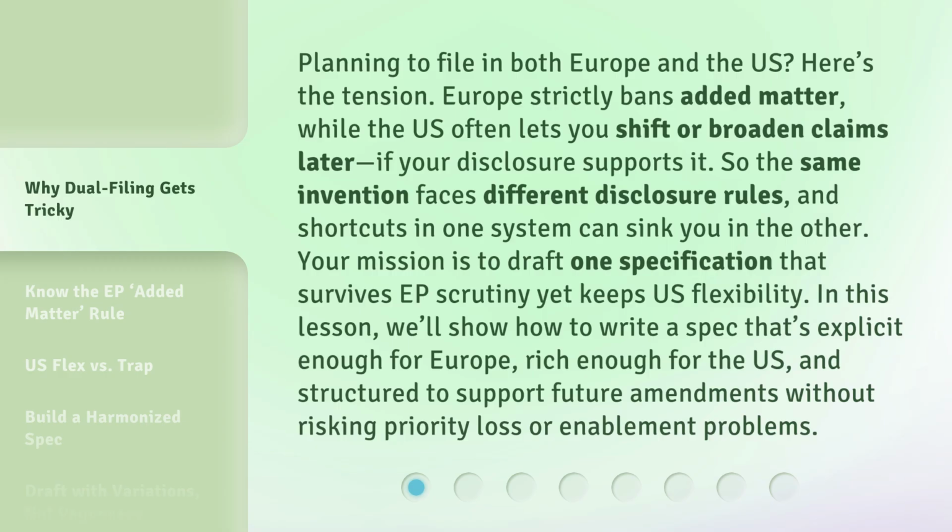In this lesson, we'll show how to write a spec that's explicit enough for Europe, rich enough for the US, and structured to support future amendments without risking priority loss or enablement problems.